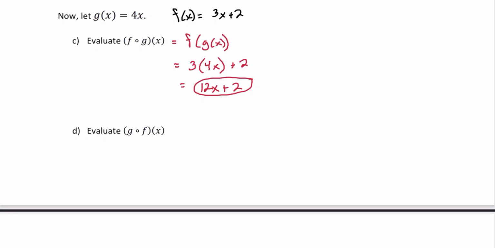In part D, we want to evaluate g of f of x. We can first rewrite this as g of f of x. And now notice that g is on the outside. We're basically going to copy the g function, which is 4x. But instead of writing the x, we're going to replace the x with f of x. That is 3x plus 2. And then simplifying this, we get 12x plus 8.